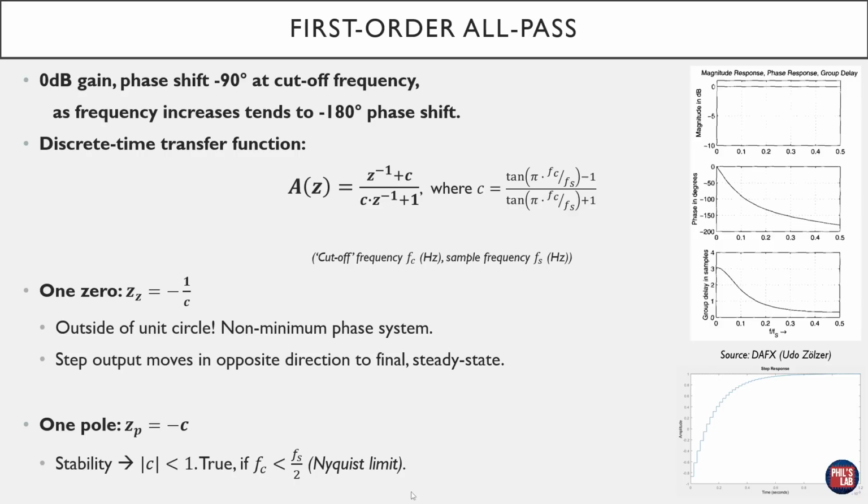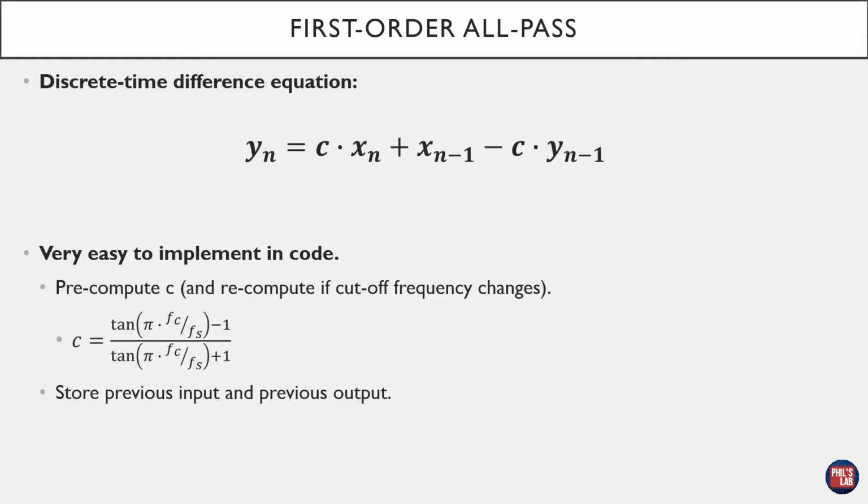So therefore, this all-pass filter is stable, but it is a non-minimum phase system. If we go from our discrete time transfer function, we can very easily come up with our discrete time difference equation. Just taking the inverse Z transform, we arrive at this discrete time difference equation.